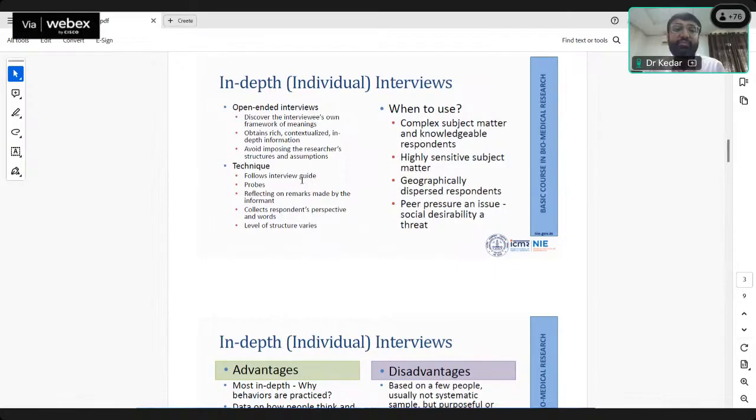We want to discover the interviewee's own framework of meaning, and we want to obtain rich, in-depth information. The technique is that we have an interview guide, and we probe when the respondent is not responding, you try to probe certain things. So we collect the respondents' perspective and words.